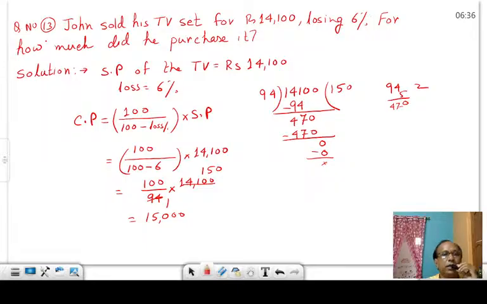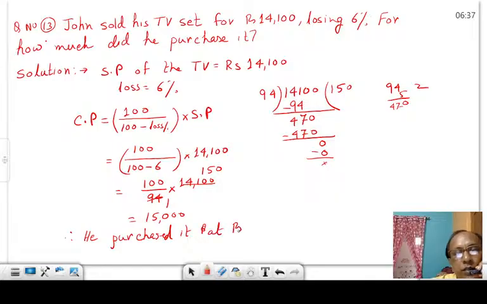Therefore, you can say that for how much did he purchase it? He purchased it at rupees 15,000, and that is our answer, right? In this way you can solve all the problems.